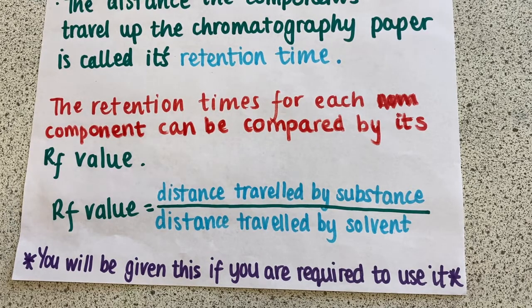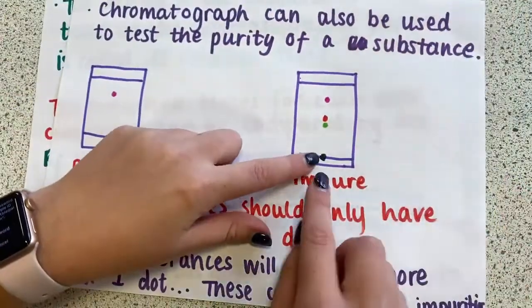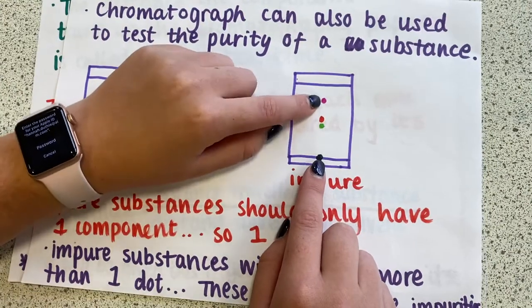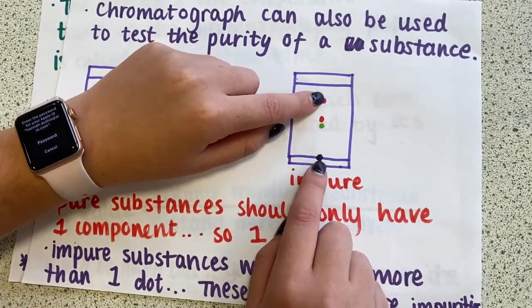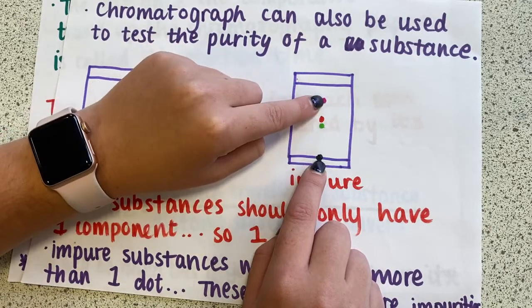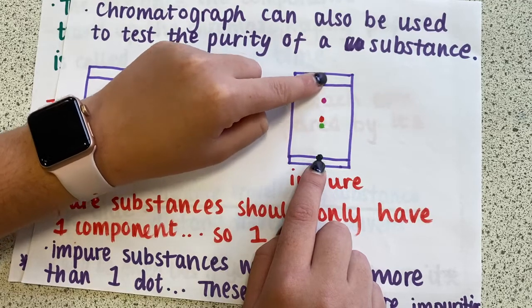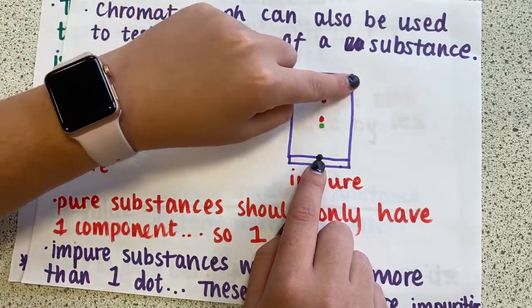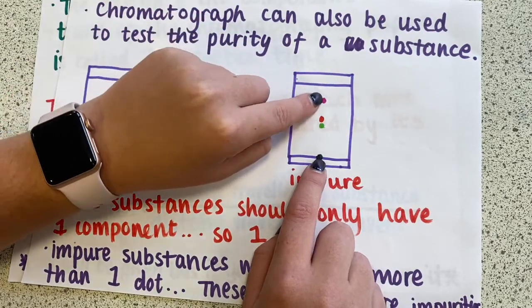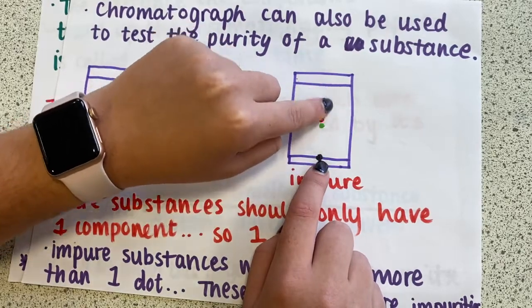Their RF value is the distance travelled by the substance divided by the distance travelled by the solvent. So you would get a ruler and measure, for example, this one up here. You would measure from the middle of that dot to where it started, so that would be this distance here. Then you divide it by the total distance travelled by the solvent. This is called your solvent front. So you divide this distance by this distance.